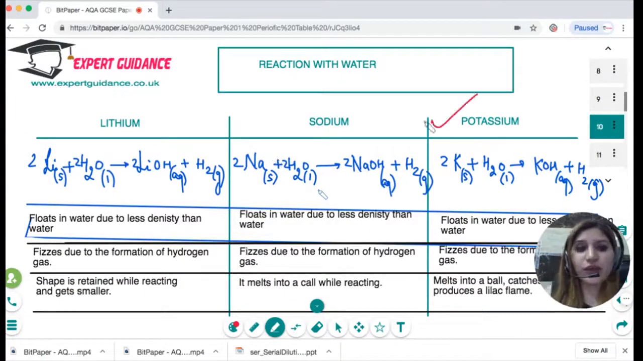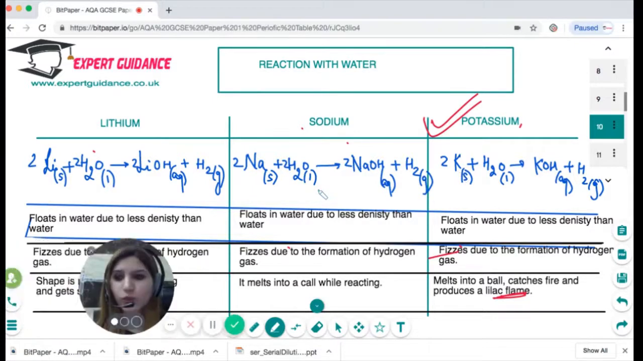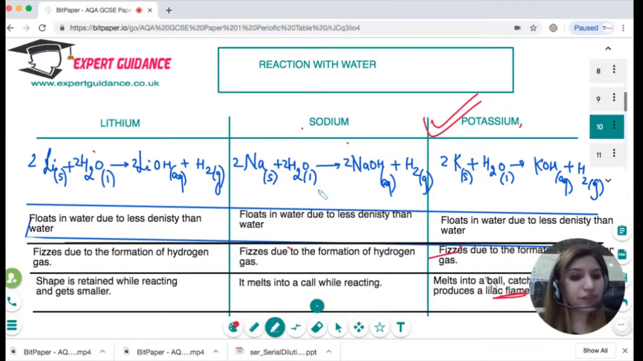Okay, now, as you know, the reactivity with the water will increase down the group. So when you have the reaction with potassium, we will see that there's a fizzing, and there's a very violent fizzing, and the potassium will quickly melt into a ball and catch fire and produce a lilac flame. Whereas sodium will react a little bit intermittently, and all of them, lithium, sodium, potassium, as I told you, alkali metals have less density. We'll see both of them will be floating in water.